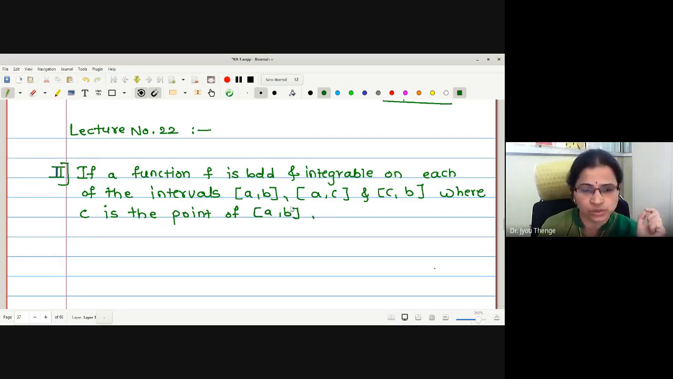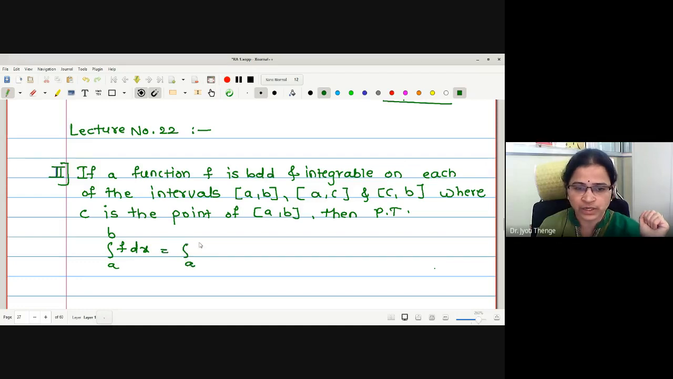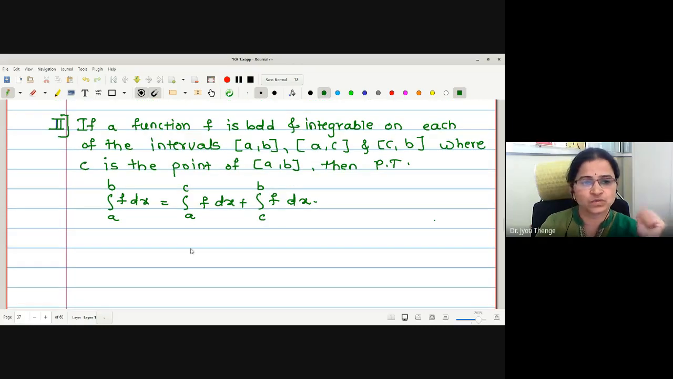What is the given thing? It was given to us that f is bounded and integrable on every interval. This we have proved by using the Riemann sum definition, where C is the point in between. Then prove that integration a to b f dx is equal to integration a to c f dx plus integration c to b f dx. This is what we want to prove.